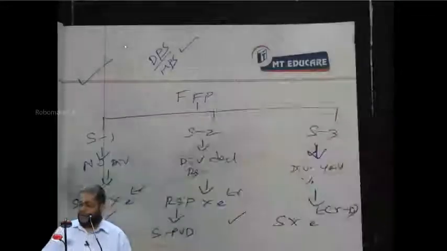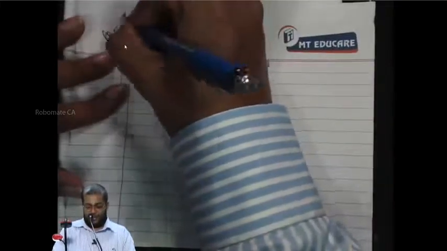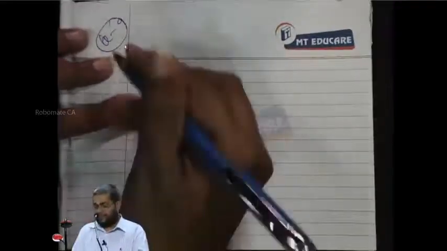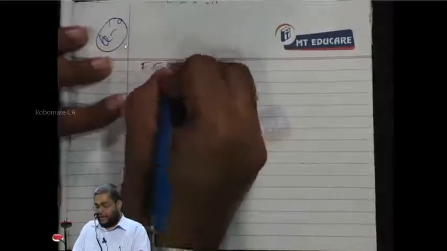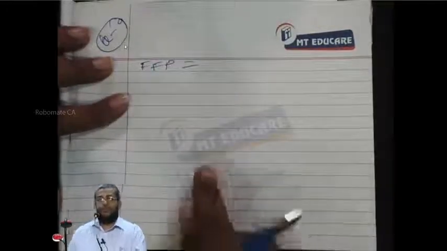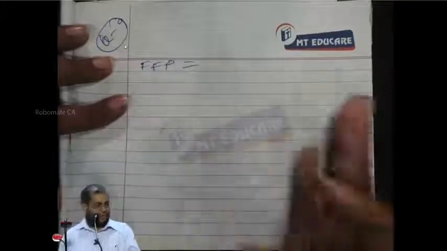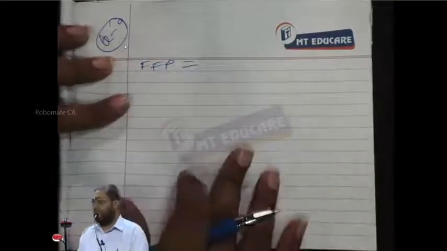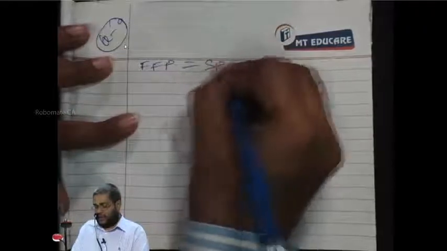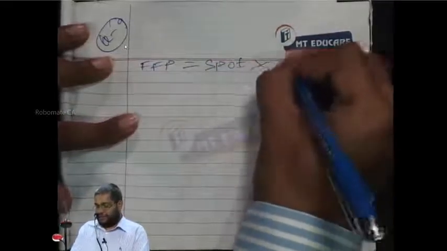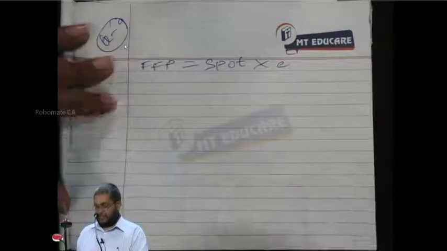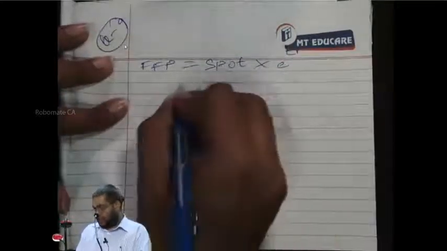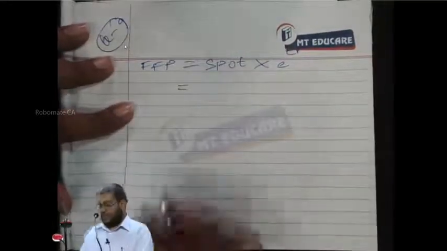Can I proceed or not? Now, let's do the solution together. Write down, please. Fair futures price is equal to, in exam, write the full thing, don't write abbreviation. I write here, FFP means fair futures price, is equal to spot price into e power rt.